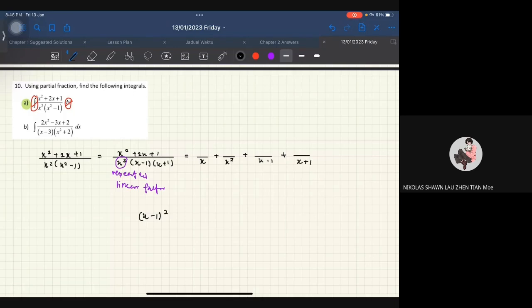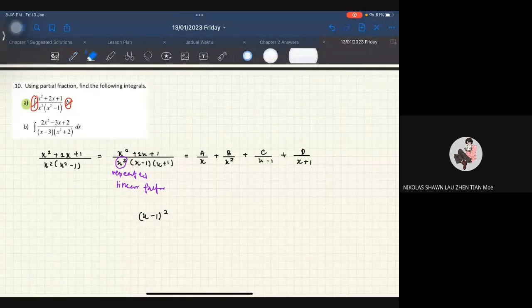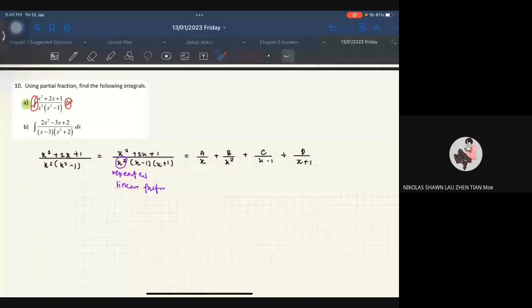Like this. Settle. Okay, so bahagian atas nak tulis apa? So bahagian atas kita akan tuliskan constant. So any constant will do. So saya tulis yang ini A, this one saya tulis B, saya tulis C, and finally I write D. Settle.